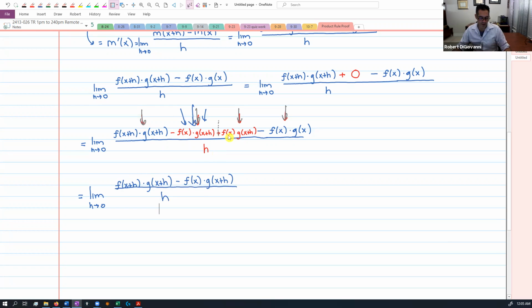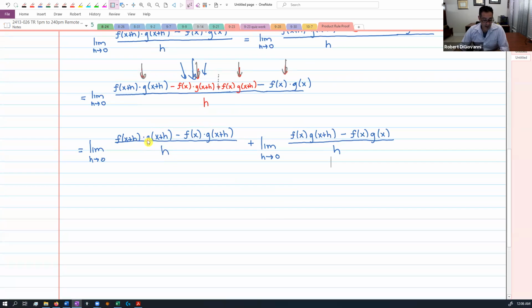And since I'm splitting it up into 2, I'll just do plus and now a new limit. It's still h goes to 0. And now it's the second 2 terms, f of x times g of x plus h minus f of x times g of x, all over h. All right, we're getting there. Now, the next step is to realize that in this first limit, we have a common factor. They both have a g of x plus h. And so watch what I'm going to do. This is just purely algebra here. Since they both have those, I can factor it out, and I can place it out in front.